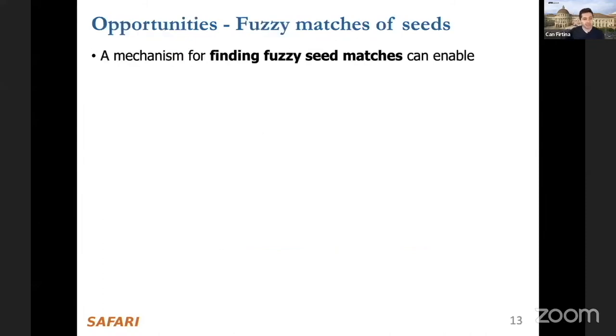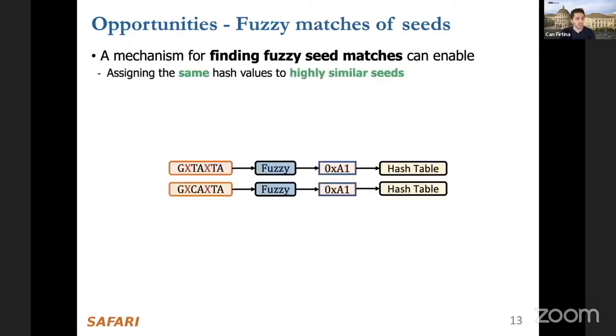And now I'll try to convince you about the potential opportunities of using fuzzy seed matches. Fuzzy seed matching, to reiterate, is to match highly similar seeds to each other, not necessarily only the exactly matching ones. Such a mechanism for finding seed matches can enable assigning the same hash value to highly similar seeds.